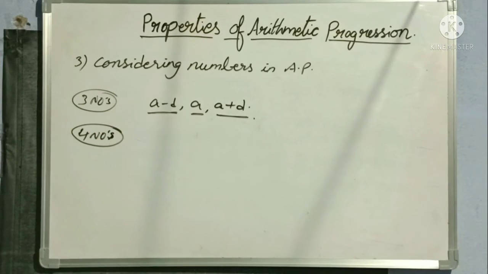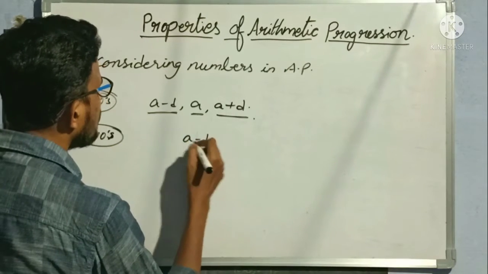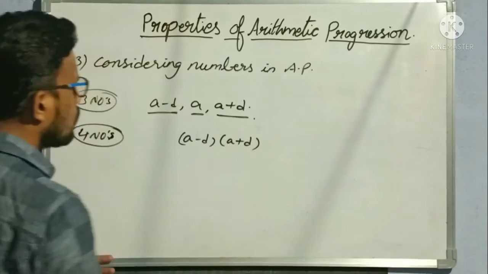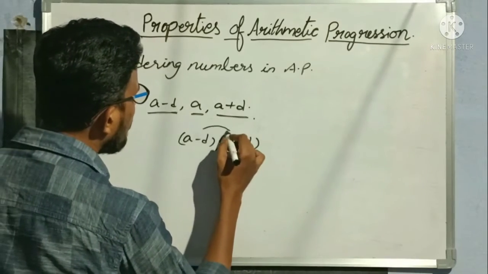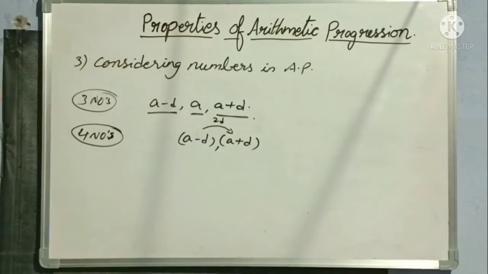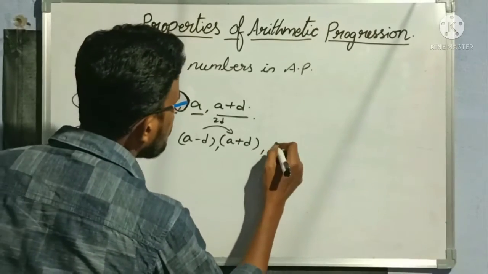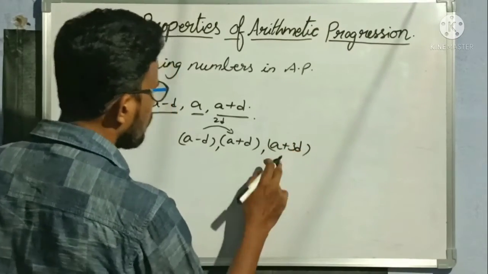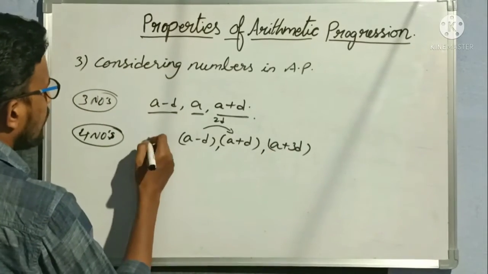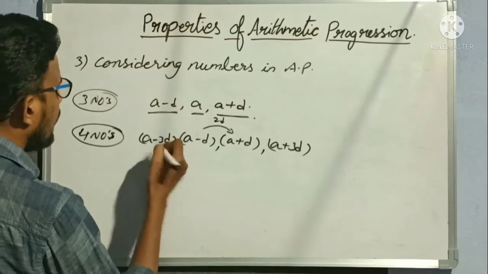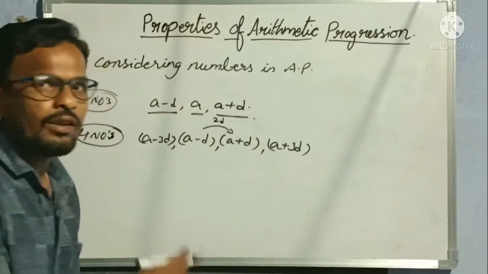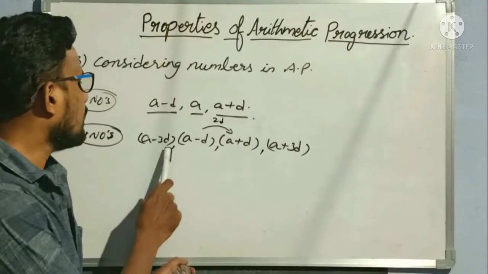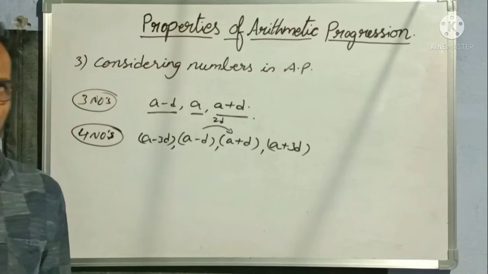Four numbers in arithmetic progression. How can you take? Here also, suppose I am taking A minus D and A plus D as two numbers. What are the next two numbers? See here, what is the common difference from A minus D to A plus D? That is 2D, right? So if I add 2D to A plus D, then it becomes A plus 3D. So the fourth number is A plus 3D and the first number is A minus 3D. Understood? So when four numbers are given in arithmetic progression, then we have to consider the numbers as A minus 3D, A minus D, A plus D and A plus 3D.